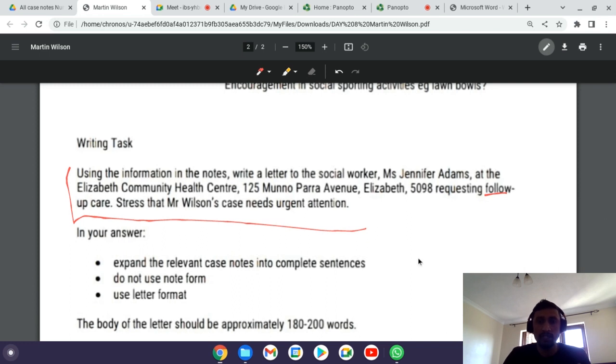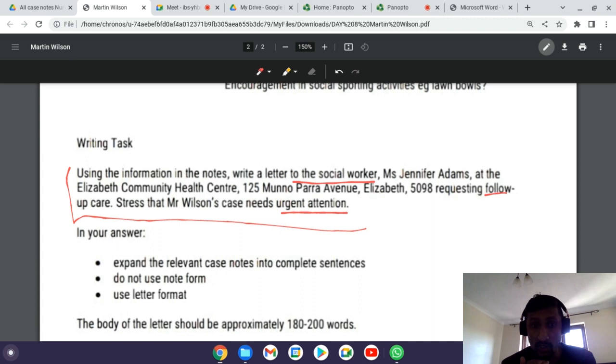So you can see there is follow-up care that needs to be done, and you must stress that Mr. Wilson's case needs urgent attention. This point is very, very important. So you get 3 points from this writing task. One is that you are going to write a letter to the social worker. The name and address of the social worker are already given. Second is follow-up care. Third is the need for urgent attention.